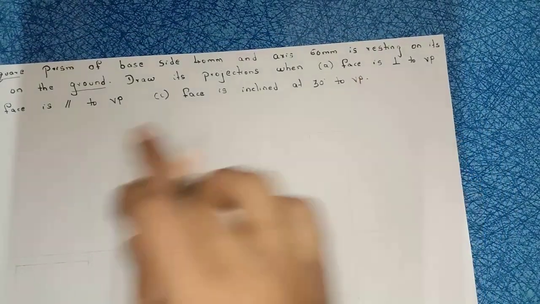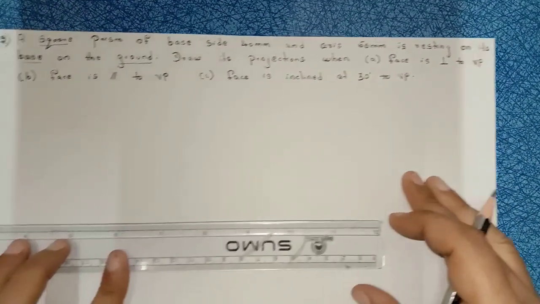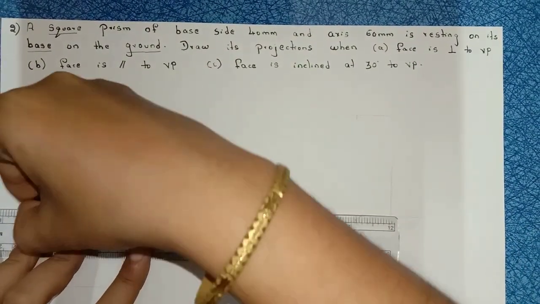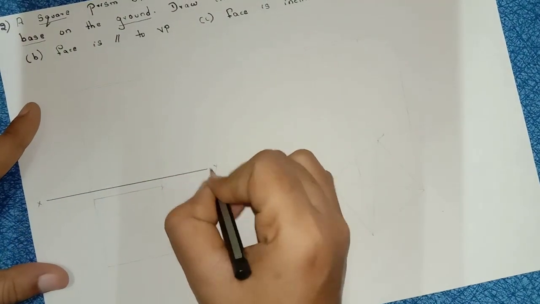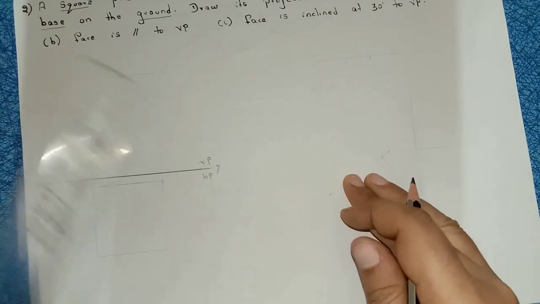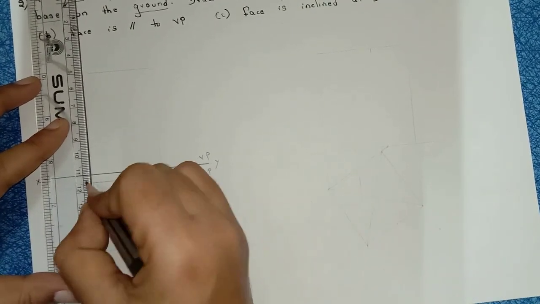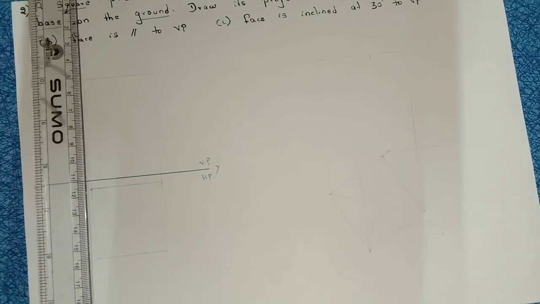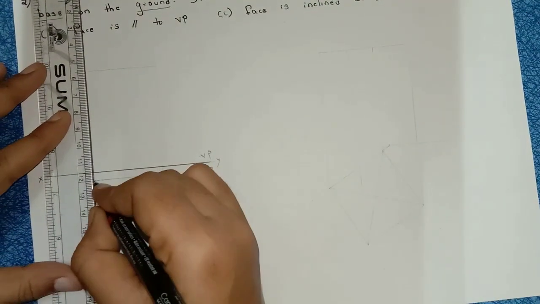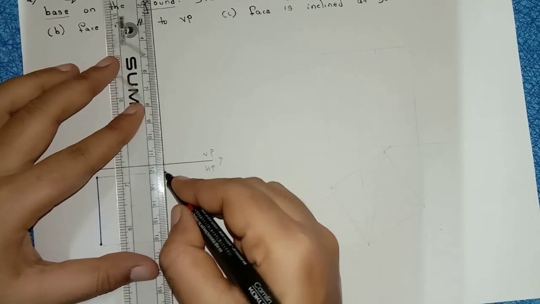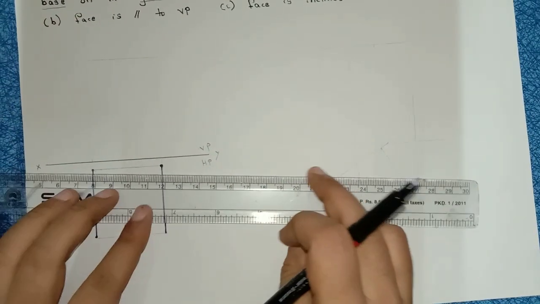See, in this question, A bit, B bit, C bit, they didn't mention any distances, right? So first, draw the reference line of any length. Name it as XY, vertical plane, horizontal plane. So they didn't mention any distance, no? So take any one of the points, mark, leave 5 mm distance. Now the length of the square is 40 mm. So construct 40 mm. For a square, all sides will be equal, right? So construct a 40 mm square.